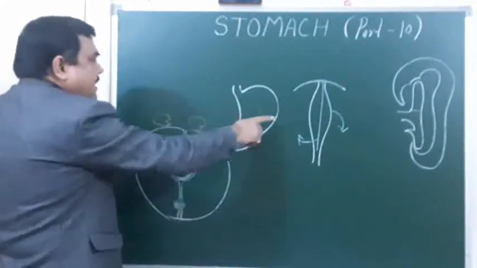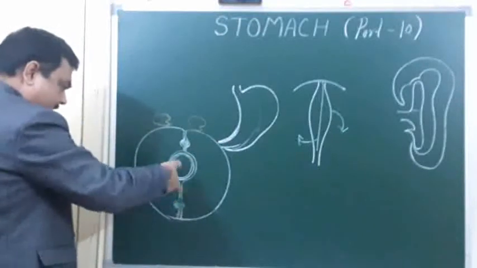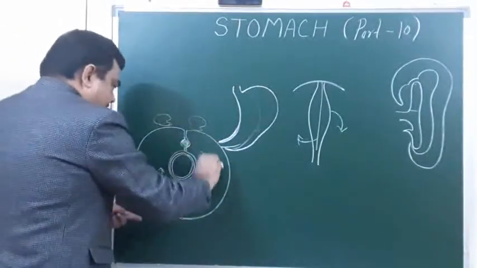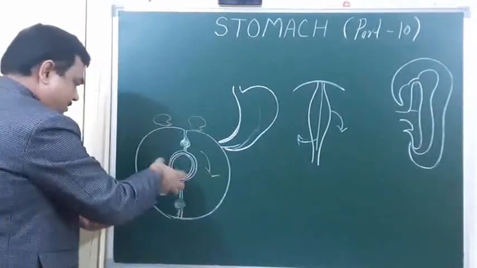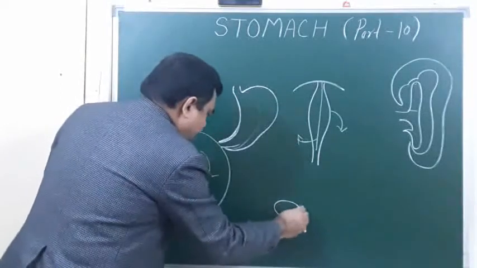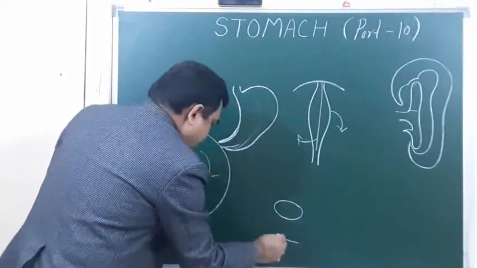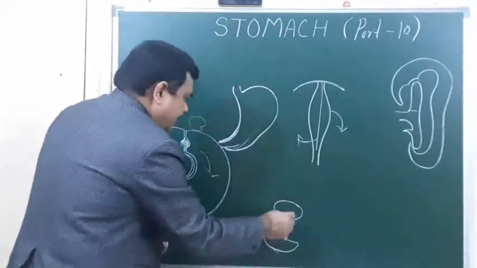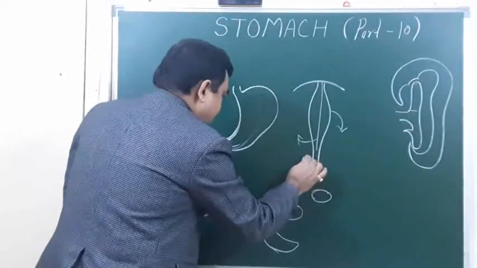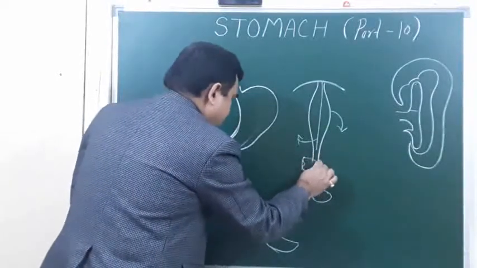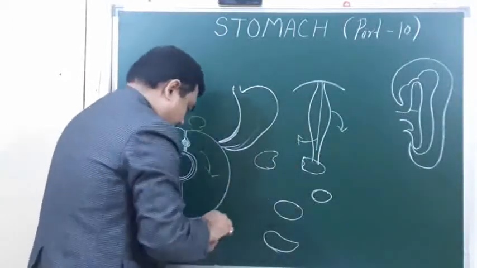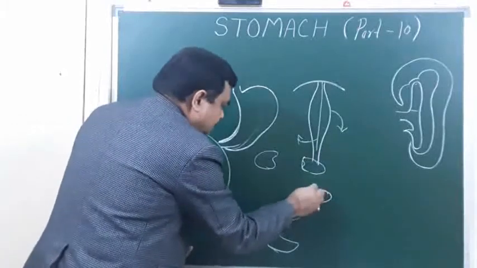And as the stomach rotates about 90 degrees from here to here, all structures now become like this: stomach, liver, spleen, kidney.